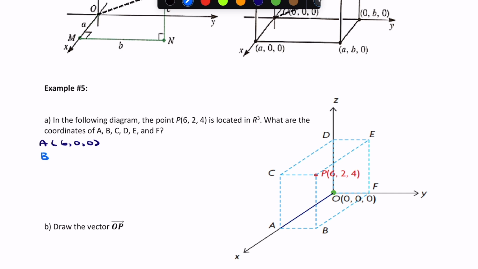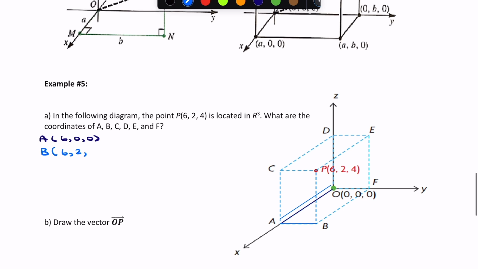Here, if we look at B, it moves first, again the same thing, 6 units on the x from the origin. But then here it also moves 2 units on the y as well. So the coordinate for B would be 6, 2, but it's still flat. So again, it doesn't move on the z axis. So 6, 2, and 0 would be our B.